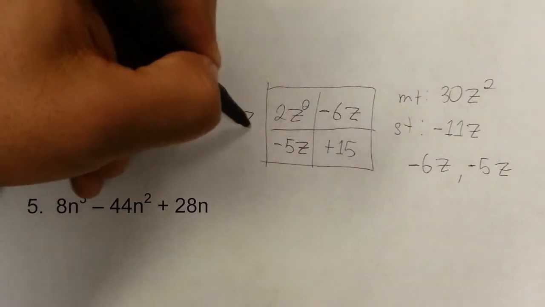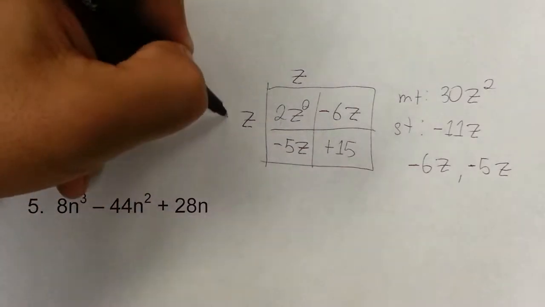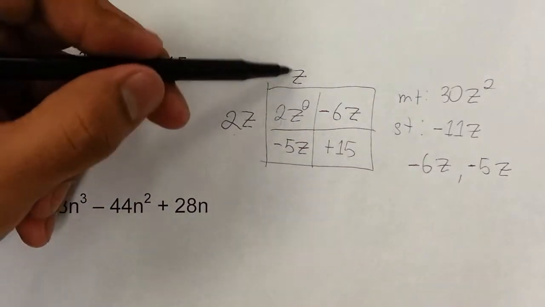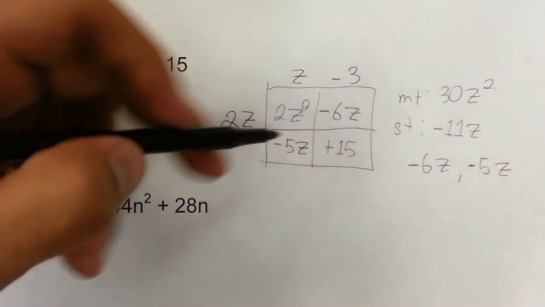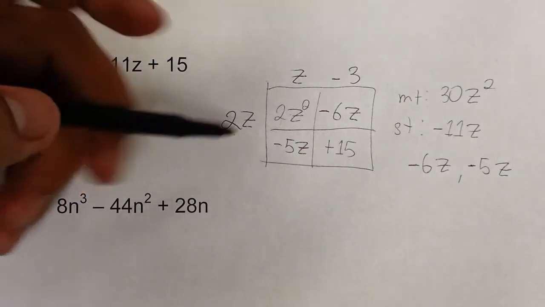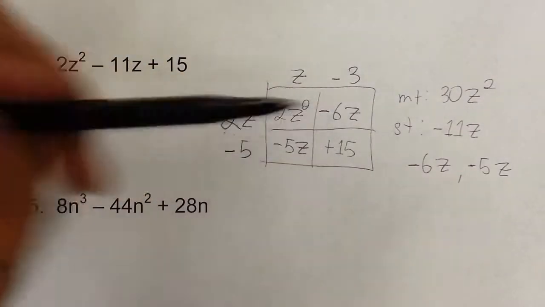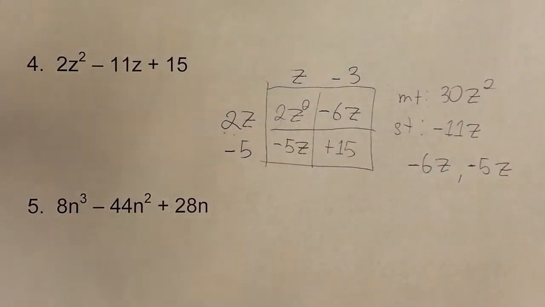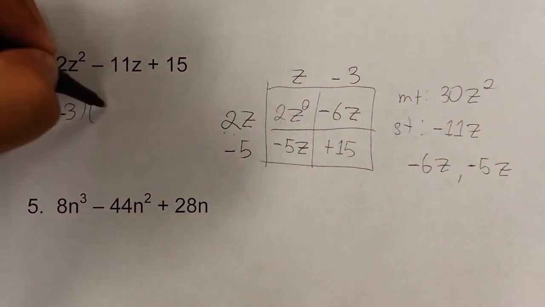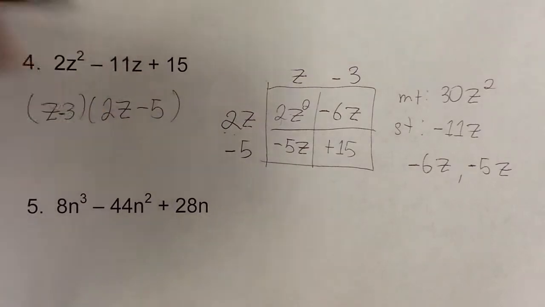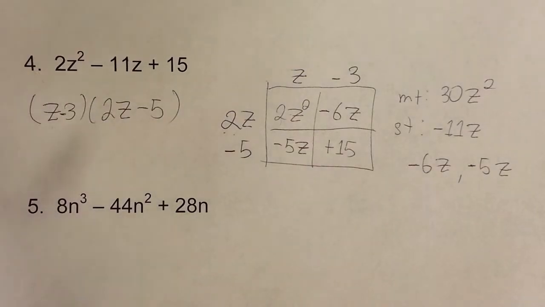So z times z will give us our z squared. And along here we can factor out a 2. So we've got 2z times z makes 2z squared. 2z times a negative 3 would give us the negative 6z. And then z times a negative 5 would give us negative 5z. And just to verify, negative 5 times negative 3 makes a positive 15. So now we've got factors of z minus 3, and then 2z minus 5. Sorry, that minus is a little sloppy. So this is the fully factored form of number 4.